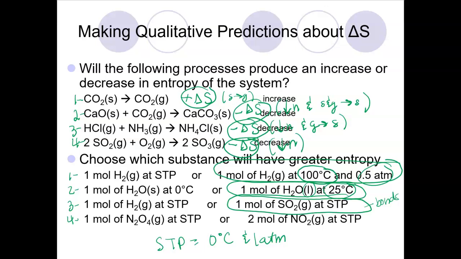Okay. So scenario 4. 1 mole of N2O4 gas at STP or 2 moles of NO2 gas at STP. So states of matter. Gas, gas. Nah. Moles. 1 mole to 2 moles. Hey, 2 moles is bigger. Temperature, pressure, they're the same. So I'm going to go with that.